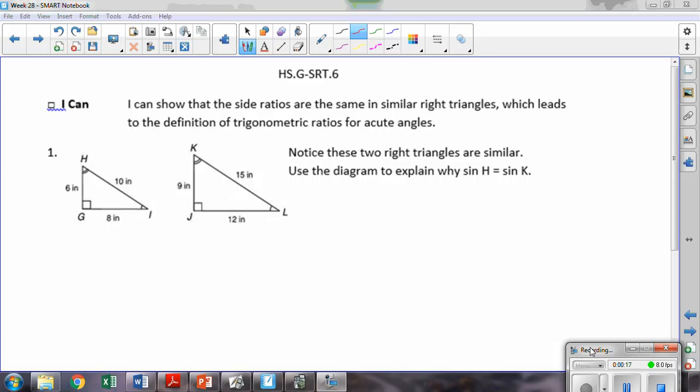Remember, the practice exam is not just about do you know how to do these problems. It's more geared toward do you know these standards? Can you actually follow through with the I can statements? This one says I can show that the side ratios are the same in similar right triangles, leading to the definition of trig ratios for acute angles. Well, please observe that this one asks us to explain why sine of H is equal to sine of K.